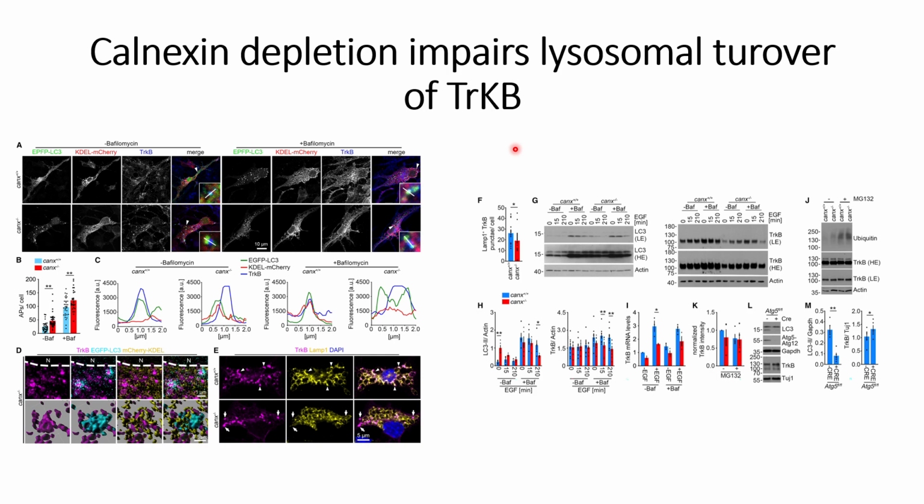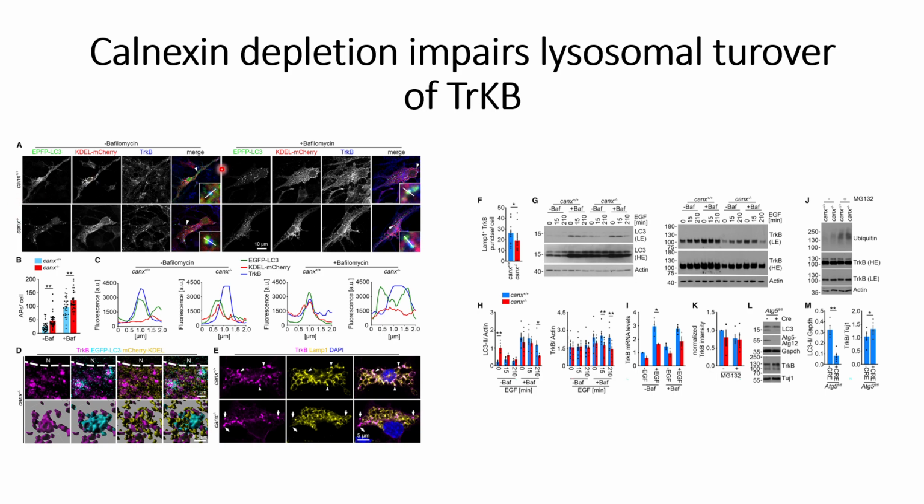So the hypothesis that they used is that in the Calnexin depleted cells, the TrkBs are being directed to the lysosomes because of the unfolded structures. In order to validate that, they did immunostaining of LC3, which is the marker for autophagosomes, and KDEL-mCherry and TrkB.